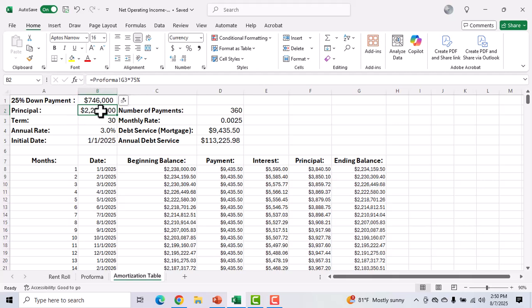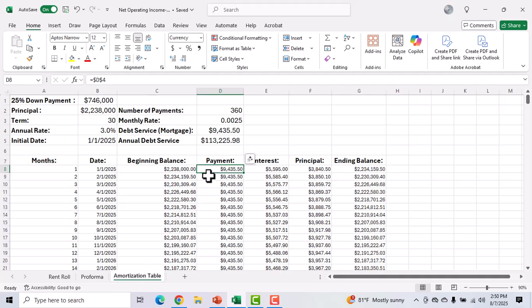And being that we're financing 2.2 million, our monthly mortgage payment or the monthly debt service is going to be $9,435.50. So this is going to be our monthly amount. Now, being that we're building out this pro forma on an annual basis, we're going to take this number and we're going to multiply it by 12.